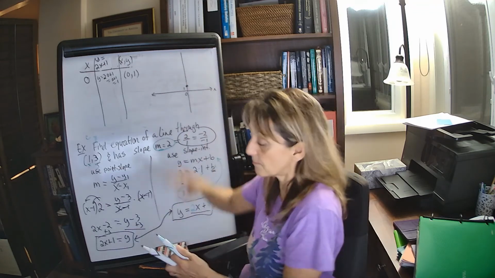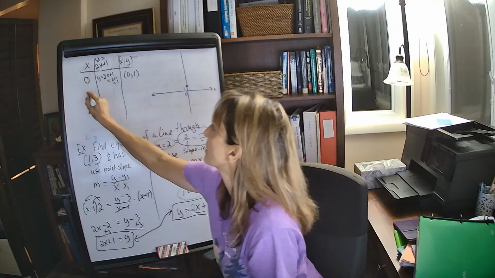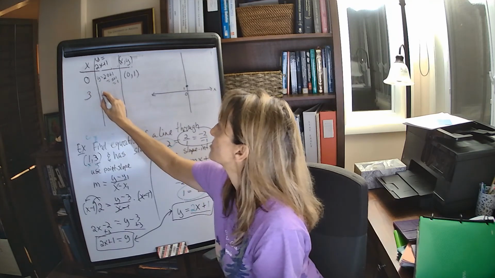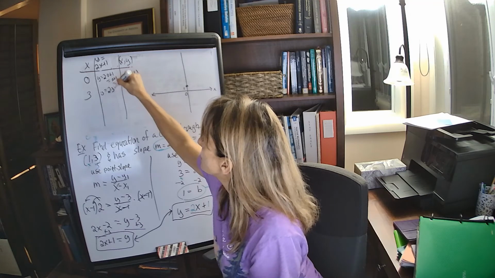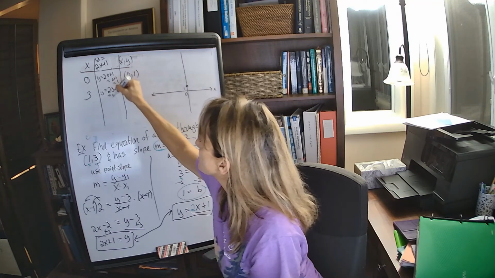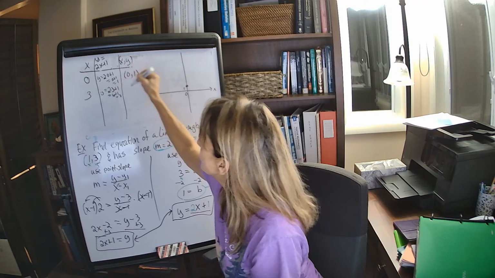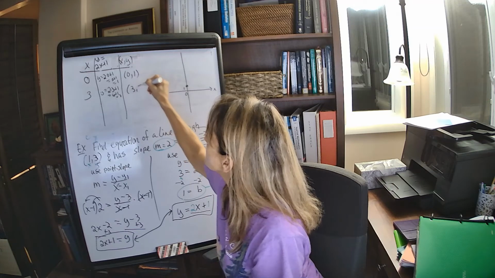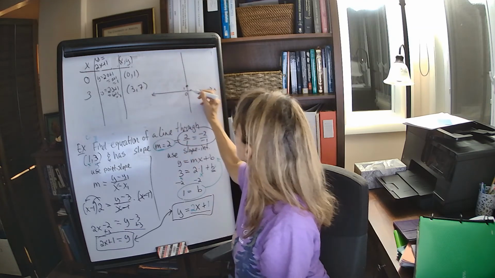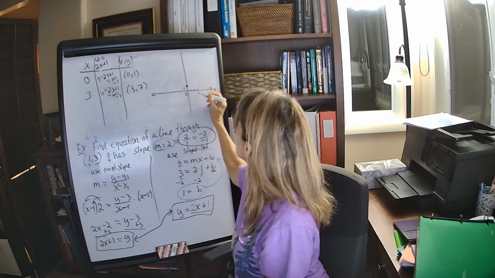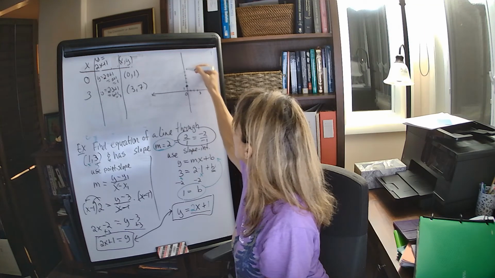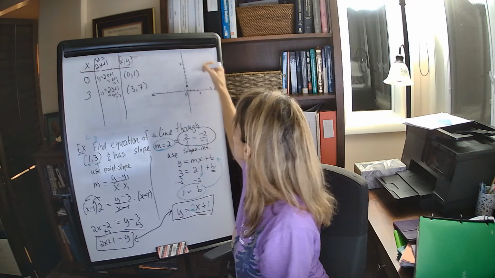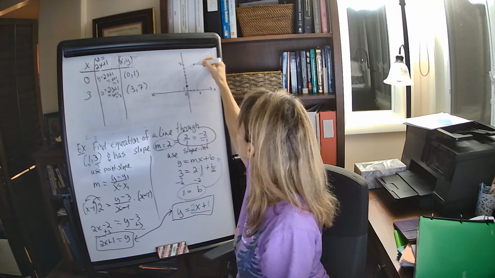But let's say I just want to do something else. So I can pick the number 3. So I can say, well, then y equals 2 times 3 plus 1, and that's 6 plus 1, which is 7. So the point is 3, 7. So I can go over 1, 2, 3. And then I got to go up to 7. 2, 3, 4, 5, 6, 7. So I'm going to go 3, 7 right there.